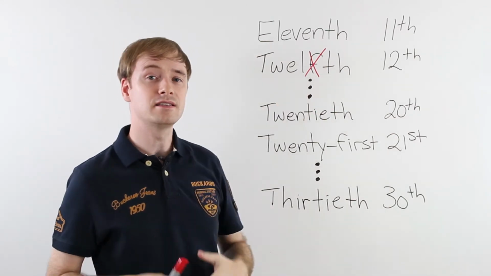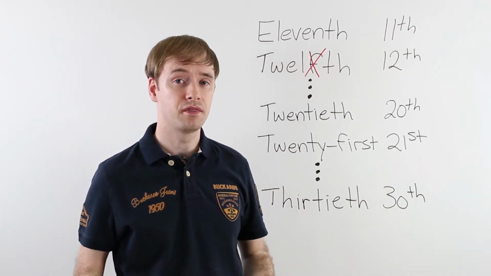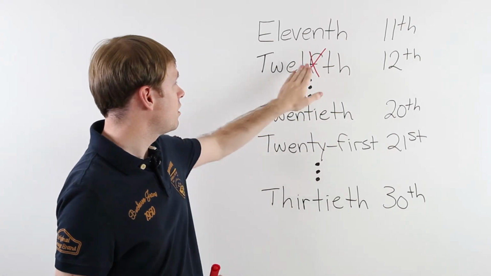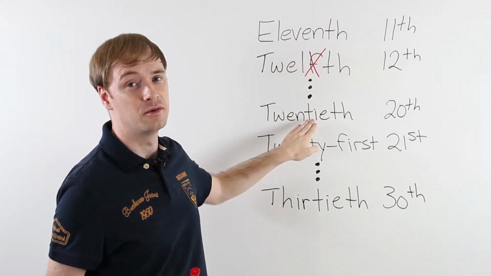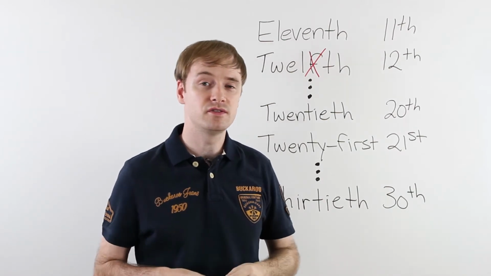12. Okay, that's a little bit easier. You can just say 12th, okay? So again, 12th, 20th, okay? Be sure to pronounce those correctly. Let's move on to some bigger numbers.